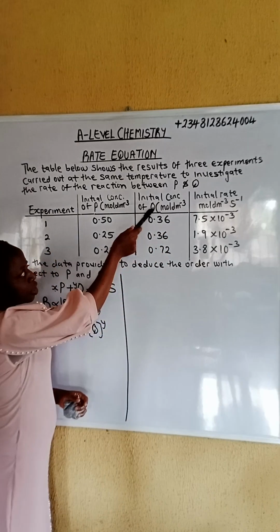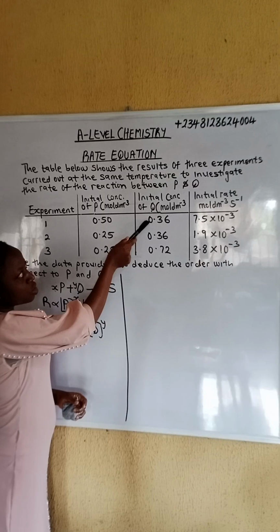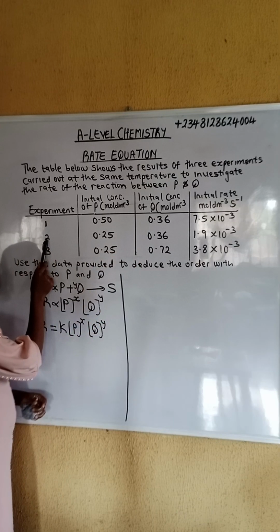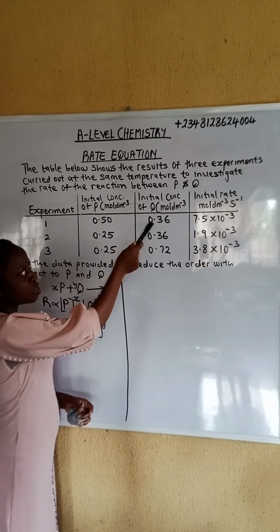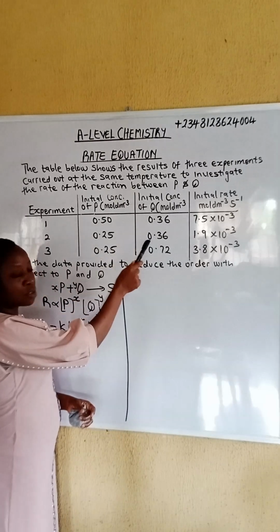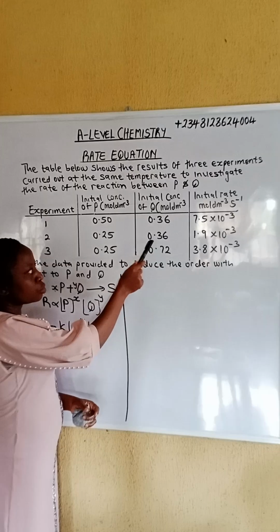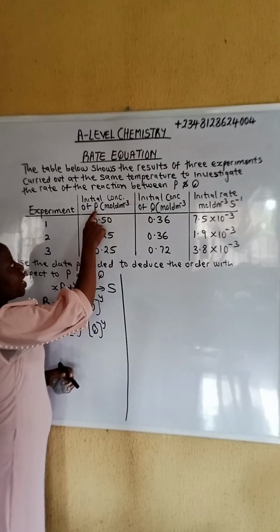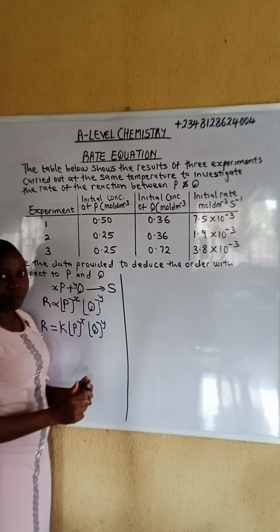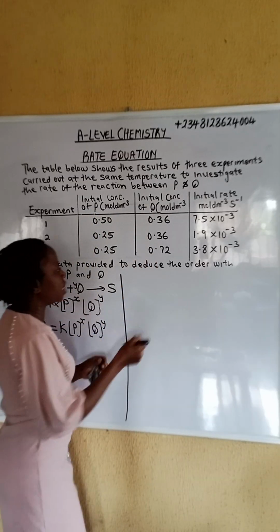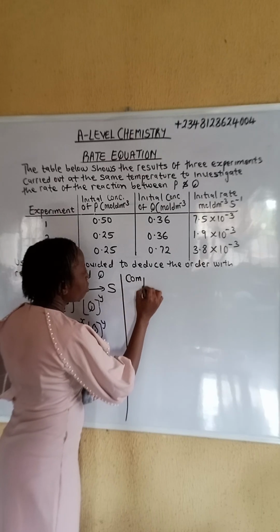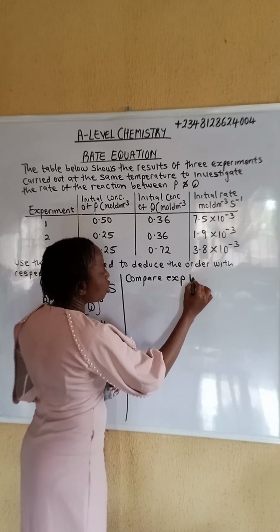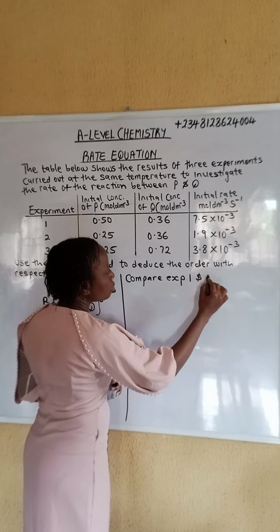Now at Q we have constant concentration in experiment 1 and experiment 2. This is experiment 1, this is experiment 2. We have constant concentration at 1 and at 2. So we are going to compare these 2 experiments in order to get the rate order for P. So let's compare experiment 1 and 2.